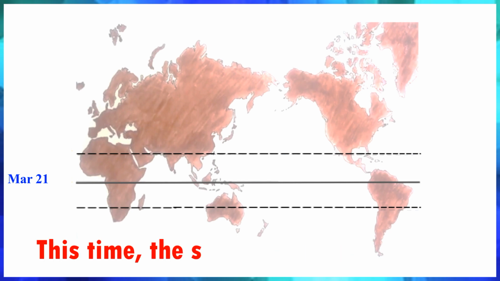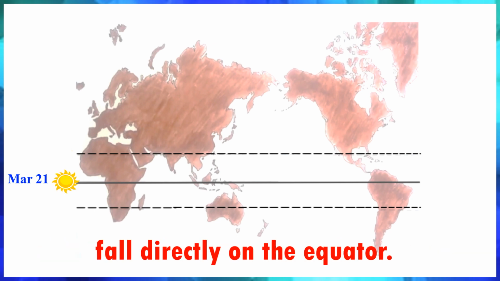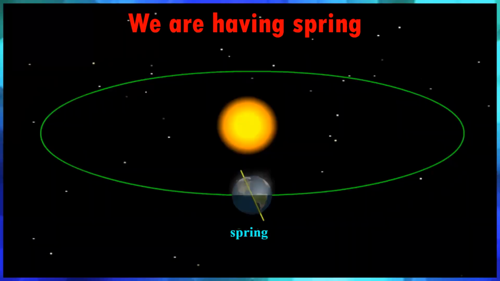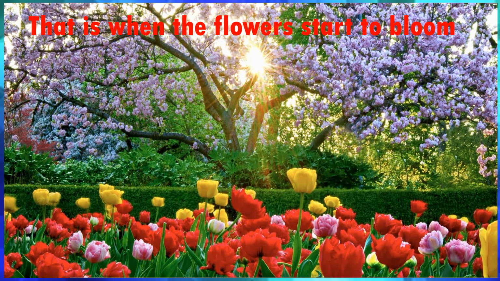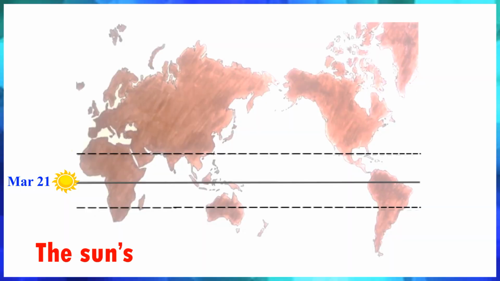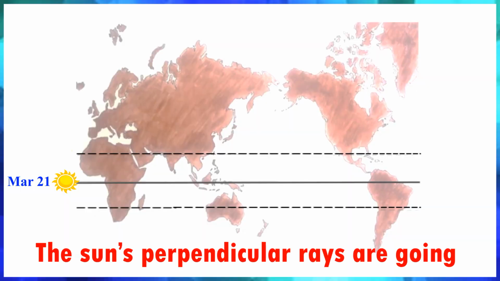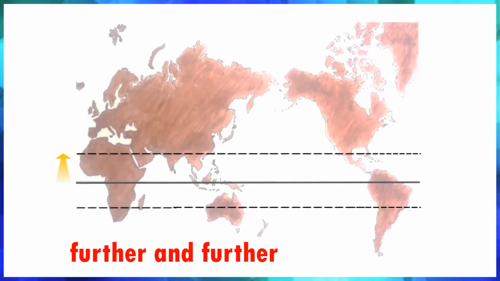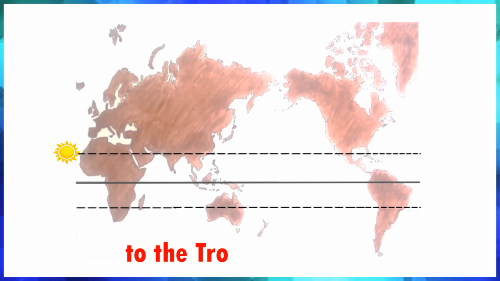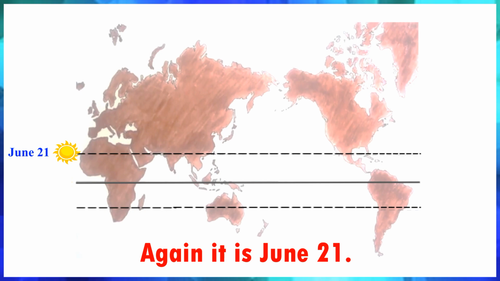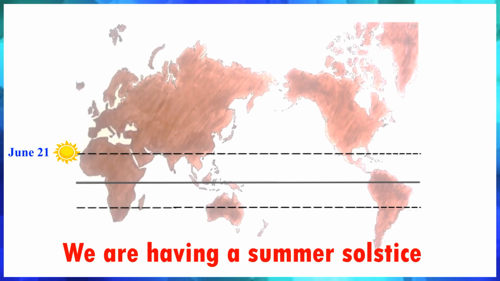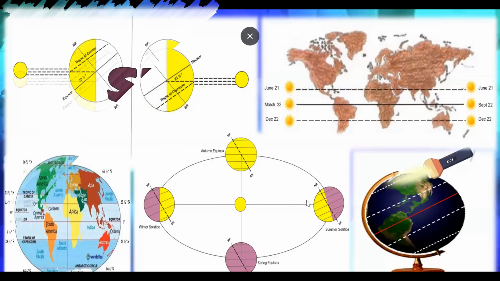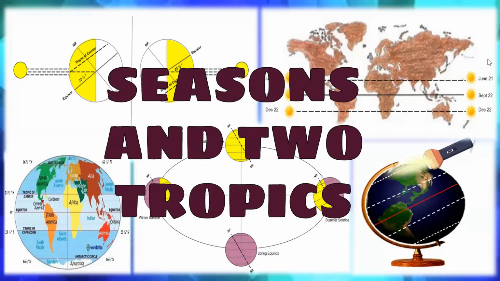This time, the Sun's perpendicular rays fall directly on the equator. We are having spring. That is when the flowers start to bloom. The Sun's perpendicular rays are going further and further until we get to the Tropic of Cancer. Again, it is June 21. We are having a summer solstice. That's all about Seasons and Two Tropics.